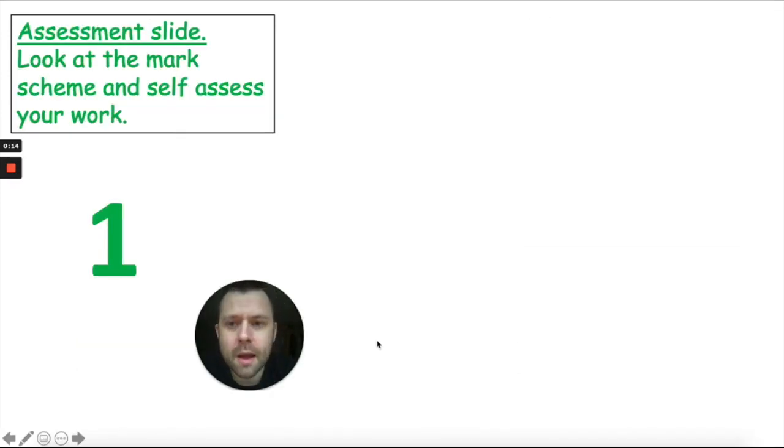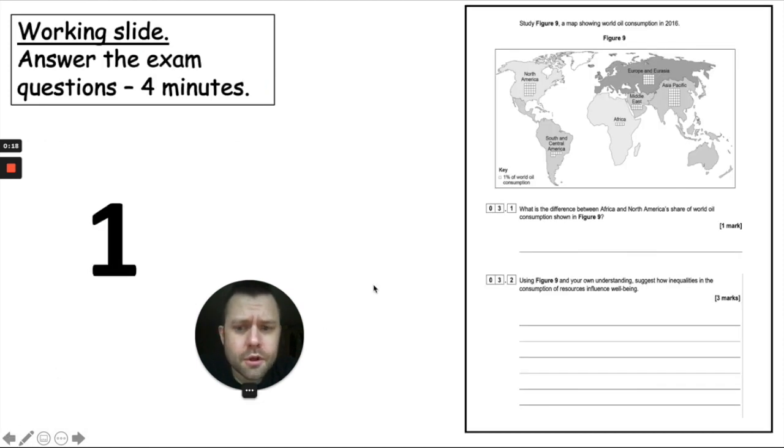Alright guys, so welcome back. Now before we look at the actual mark scheme, I'm just going to go back to the actual figure that it provided you with. So it says, what is the difference between Africa and North America's share of world oil consumption shown in figure 9? So here's figure 9. Now first thing I would have done is looked at the key.